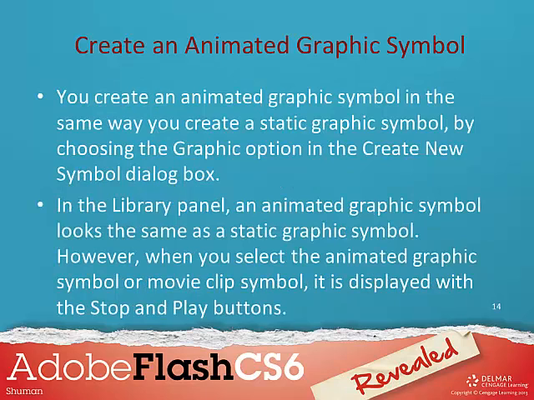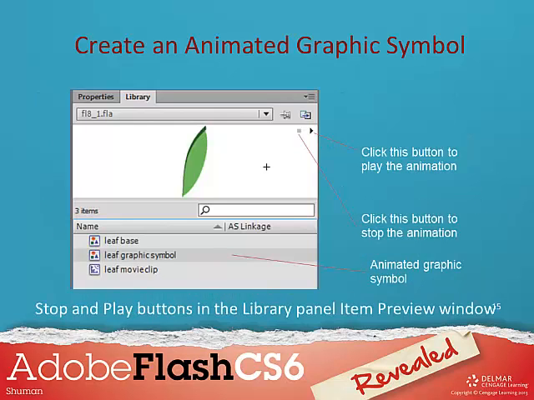You create an animated graphic symbol in the same way you create a static graphic symbol by choosing the graphic option in the Create New Symbol dialog box. In the Library panel, an animated graphic symbol looks the same as a static graphic symbol. However, when you select the animated graphic symbol or movie clip symbol, it is displayed with the stop and play buttons there for you. As you'll see here in this image, you click the button to play the animation, you click a button to stop the animation, but if you look at the symbols, the leaf base and the leaf graphic symbol both have the same icon there. They look the same.